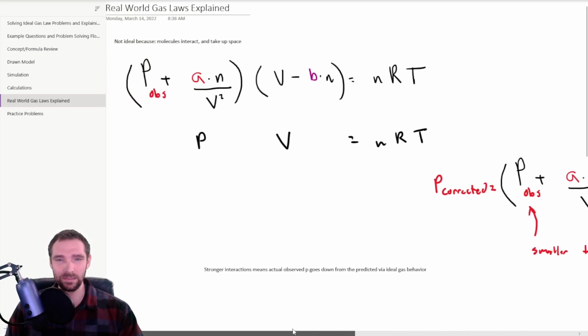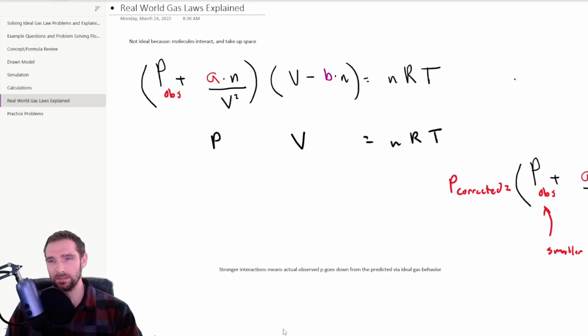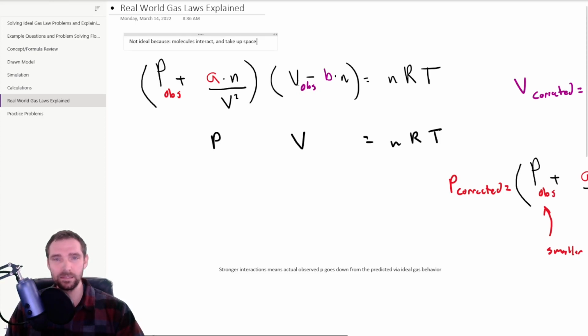So there's also this thing right here where we've got our volume that's being corrected. And so you've got this V corrected. And the V corrected is equal to this V that you observe minus the B times N. And N here is the number of molecules. It's the same N that's on the other side of the equation.